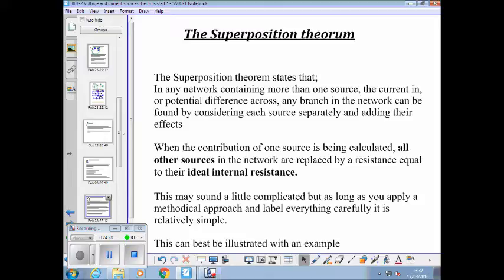When the contribution of one source, battery 1, has been calculated, for instance, all other sources in the network are replaced by resistance equal to their ideal internal resistance. So if we've got 2 batteries, battery 1 and battery 2, and we're considering the effect of battery 1, we take battery 2 out and we replace it with what's the ideal internal resistance of a voltage source? 0. So we take the battery out, we replace it with a line representing a short circuit.